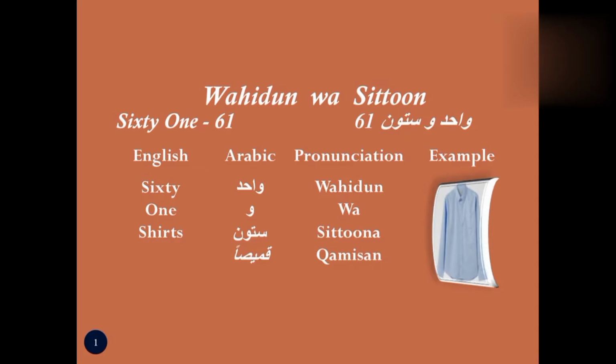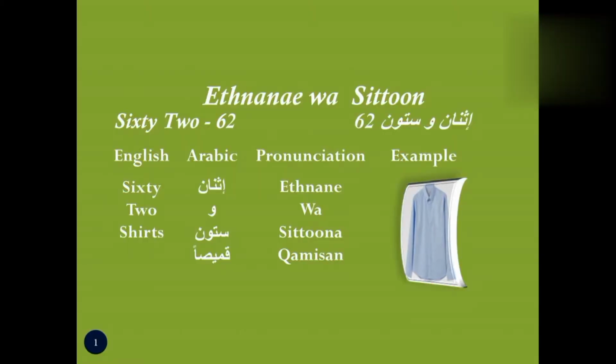61 number. For 61 number we use in Arabic Wahidun wa Sittoon. Wahidun wa Sittoon means 61. See the example. 61 shirts. For 61 shirts we can say in Arabic Wahidun wa Sittuna qamisan. Now see 62 numbers.